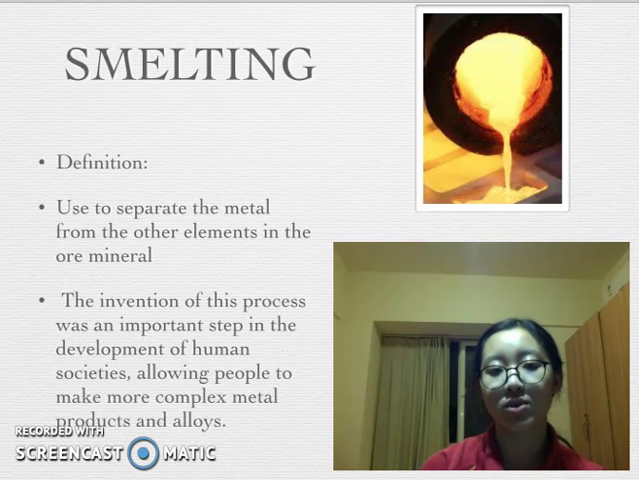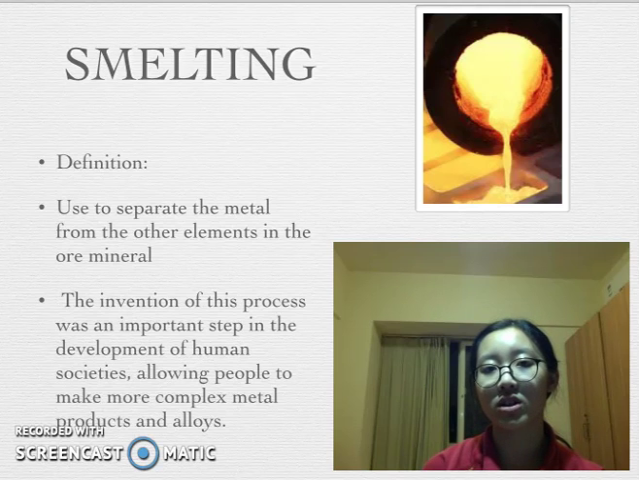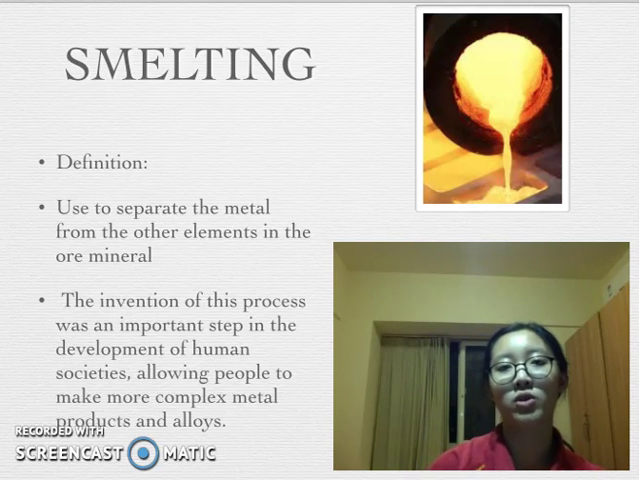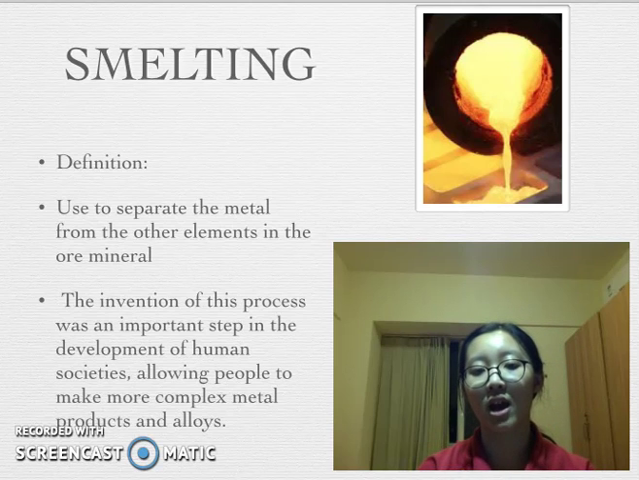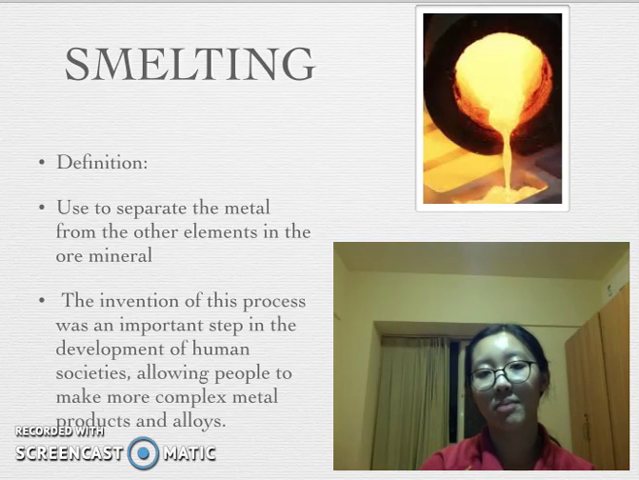Smelting is used to separate the metal from the other elements in the ore mineral. This invention is an important step in the development of human society because it allows people to make more complex metal products and alloys.